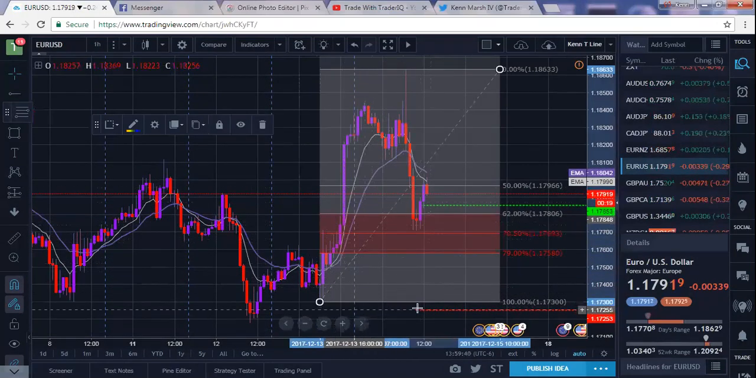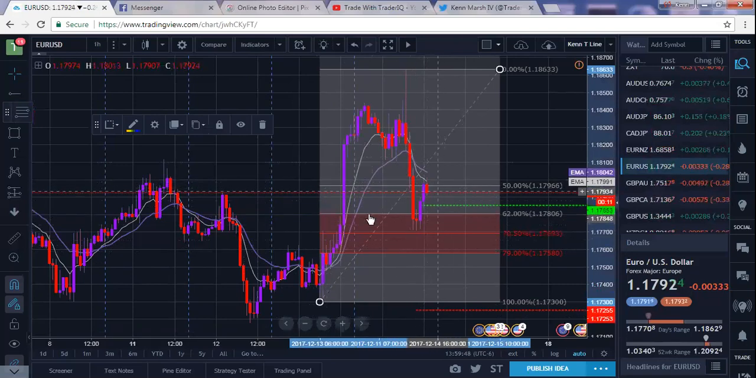So we got that. And as you can see, the green line was my entry. This is where my stop loss is placed. And this is actually a live trade now. We're actually in profit at the moment.